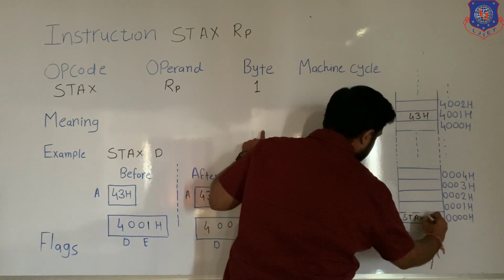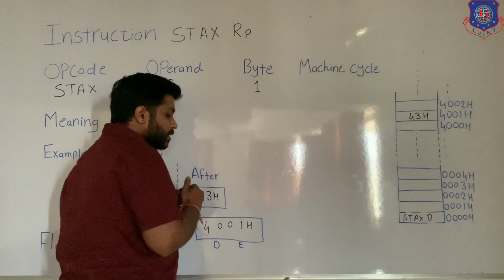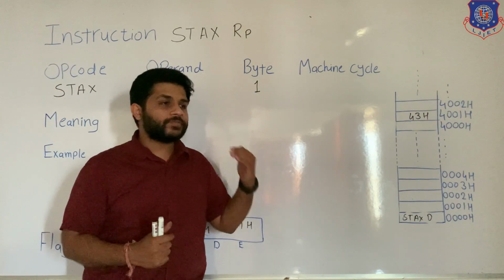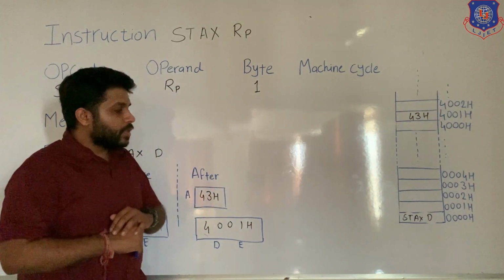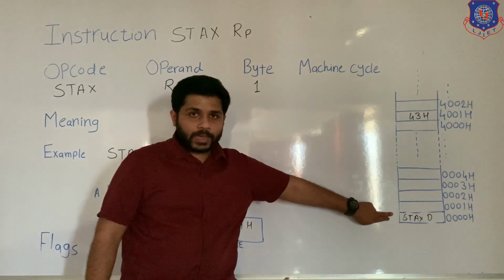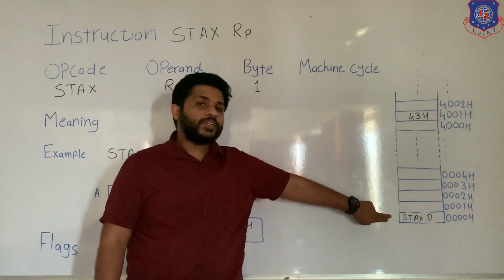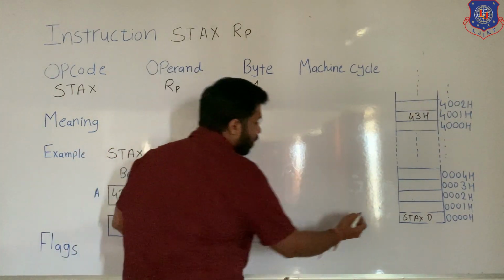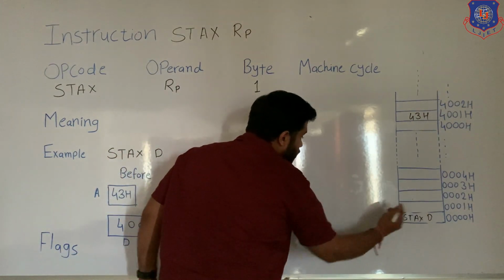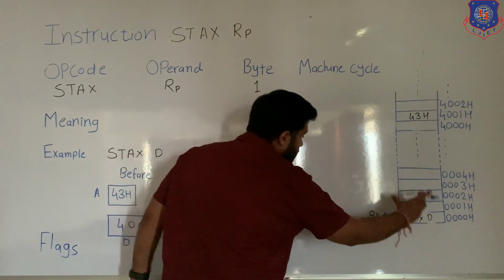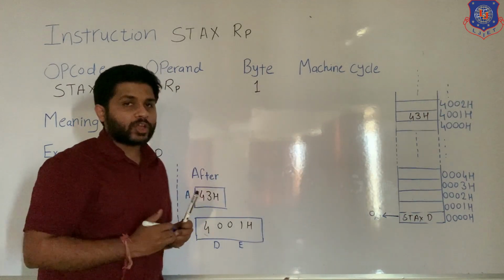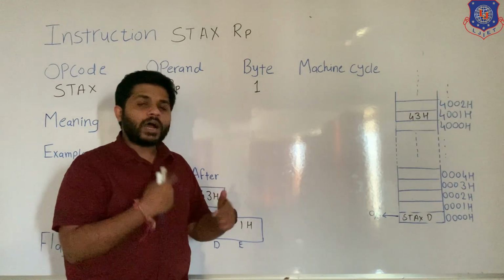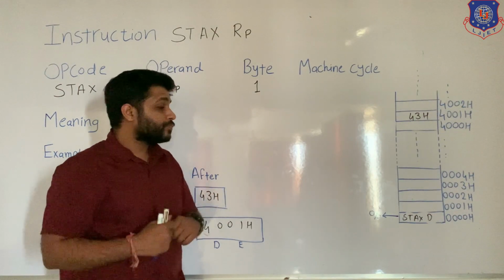STAX D. After the instruction is stored in the memory, the processor will start doing its work, that is fetch, decode and execute. Now, in the first step, the processor will perform which machine cycle? The opcode fetch. When the microprocessor performs the opcode fetch, this whole instruction will be transferred to the microprocessor. After this whole instruction is transferred, the processor will decode. After decoding, it will execute.